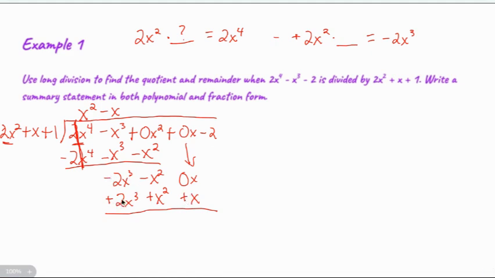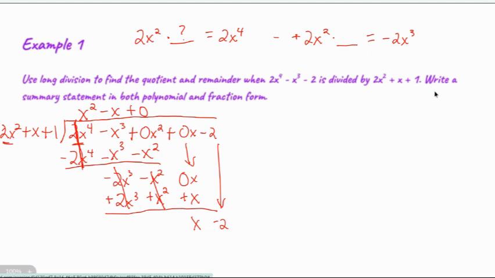Negative 2x cubed plus 2x cubed, that cancels. And then this as well cancels. And then I'm just left with x and then I bring down my negative 2. Okay. Now the fact that I was able to cancel this term means I would get a plus 0 here as well, but we don't need to write that in our final answer. So the fact that we now have an x term, but our divisor is an x squared, a quadratic, tells us we're done. When this degree is less than this degree, we're done.